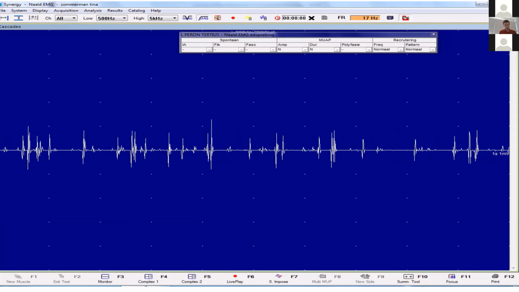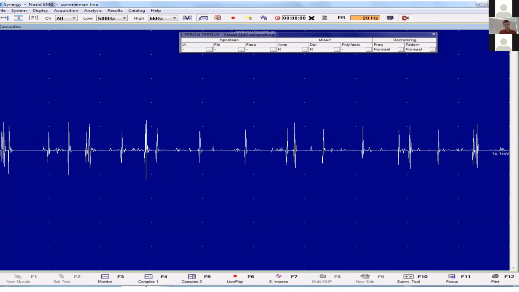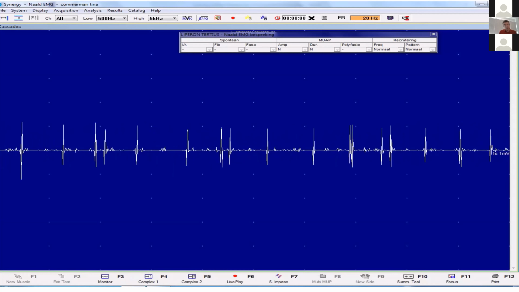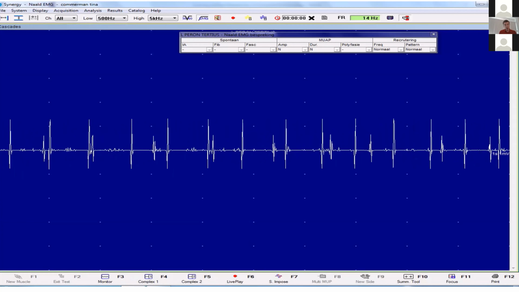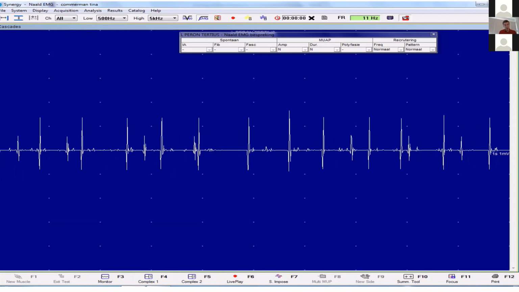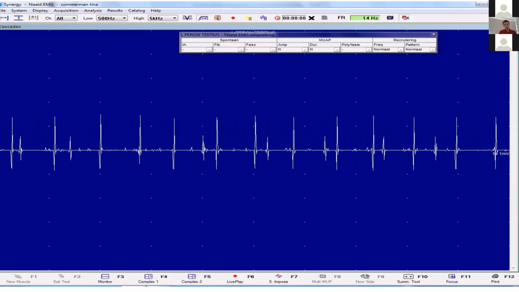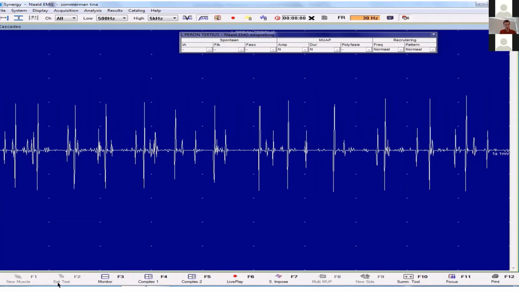The second motor unit is firing. We can hear the difference. We hear a regular pattern of 2 motor units. You see a difference in amplitude and hear a different sound. And now a third motor unit is firing.